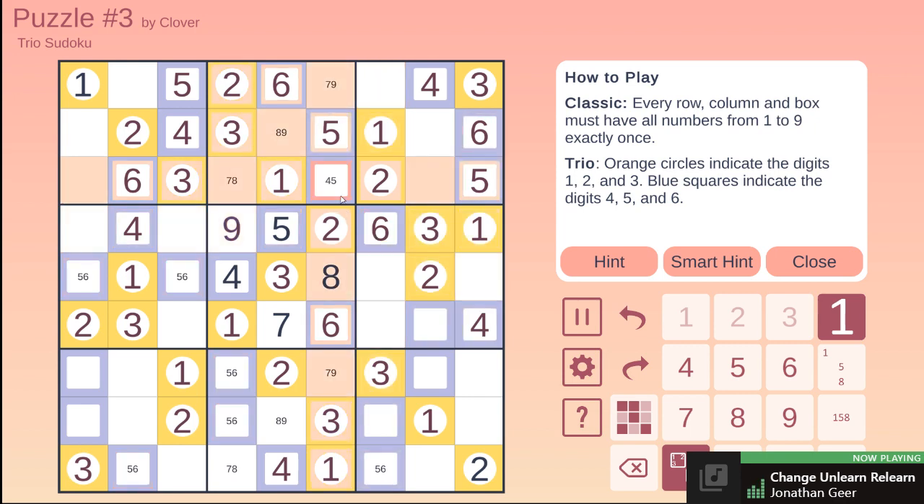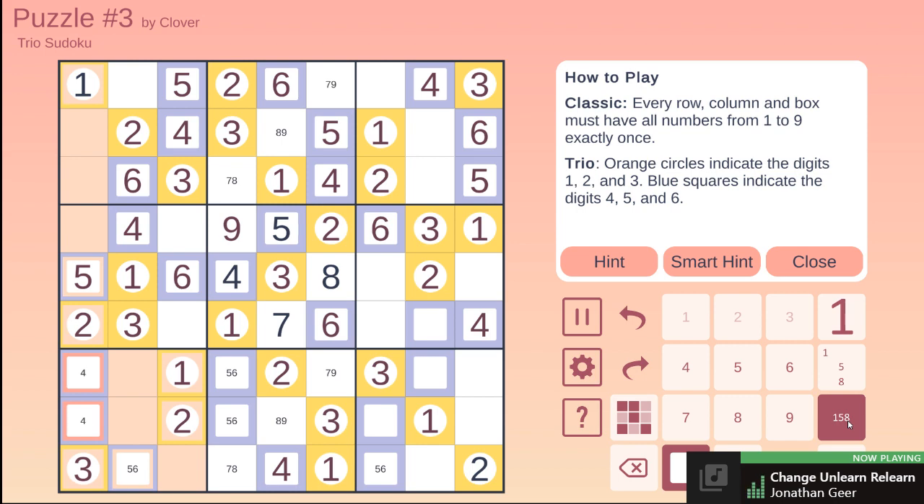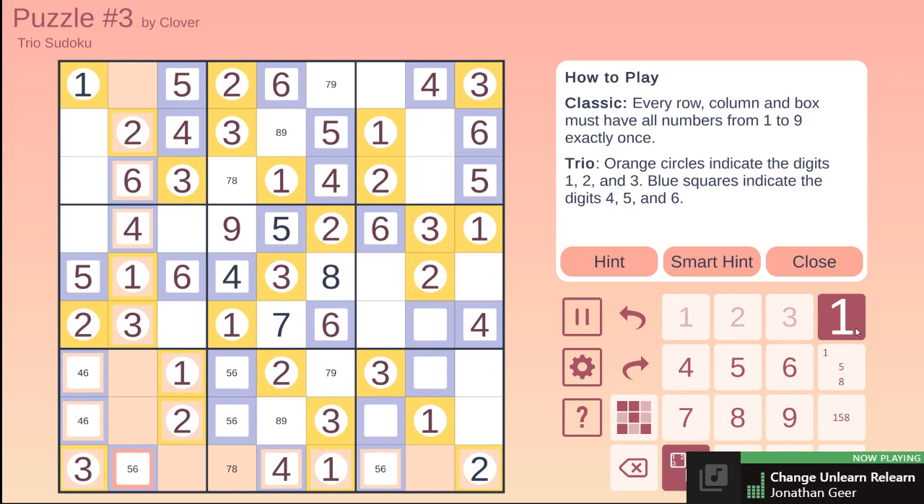This has to be a 4. This has to be a 6. This has to be a 5. We know this is a 4, 6 pair. Which means this has to be a 5, and this has to be a 6.